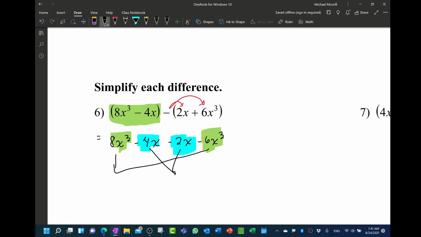So 8, we remember, add the coefficients. 8 and negative 6. What do you get? It's 8 minus 6. That's 2. So this equals 2x cubed.